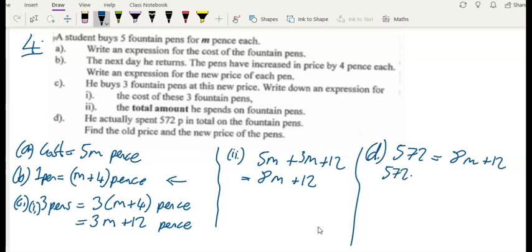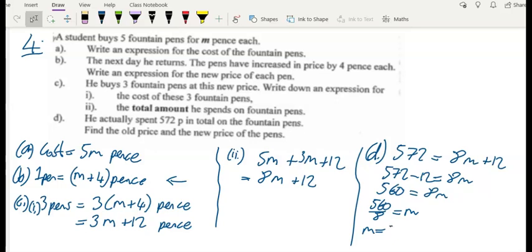So 572 minus 12 is equal to 8m. All I've done here is this adding 12 has come across and it does the opposite, it subtracts. So we just subtract. You're going to get 560 is equal to 8m. What this 8 is doing, it is multiplying, it goes across the other side, it divides. So we have 560 over 8 is equal to m. So m is equal to 560 divided by 8, which is just going to be 70 pence.